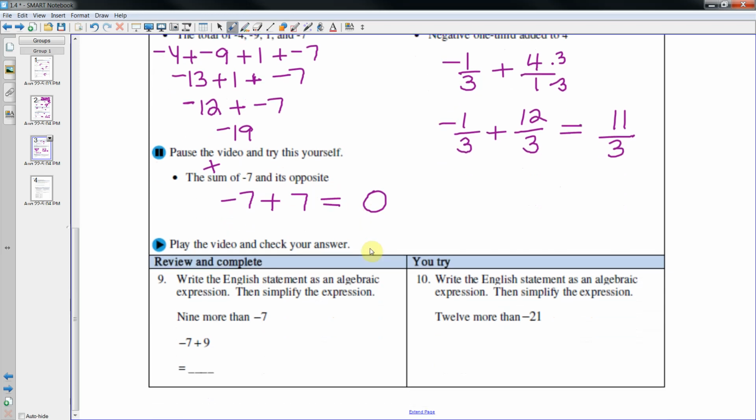Alright, down at the bottom, we've got one on the left. I'm going to leave that for you to work. You can practice. On the right, we've got 12 more than negative 21. Because more than means to add, I've got opposite signs, so subtract. 21 minus 12 is going to give me 9. And the 21 is larger, so it stays negative.